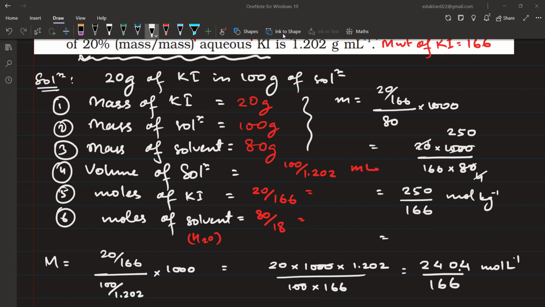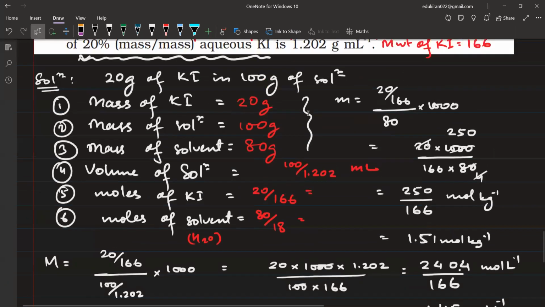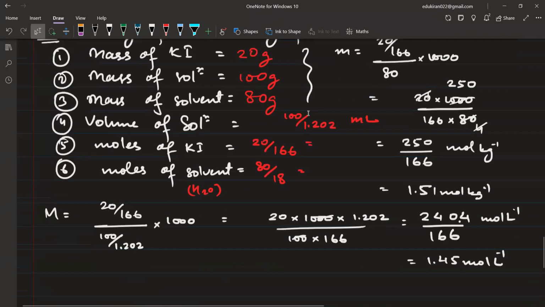Yes, Tarif, that is correct. This is coming out to be 1.51 moles per kg, and this is going to be 1.45 moles per liter. Now the only thing remaining is mole fraction.